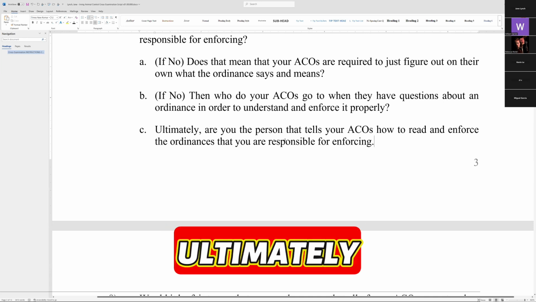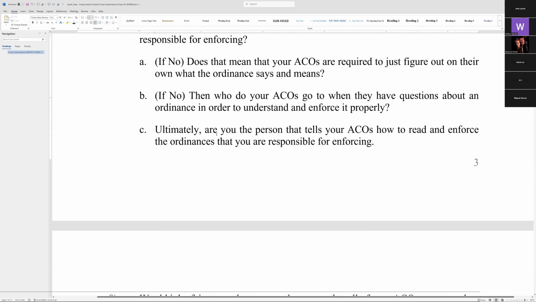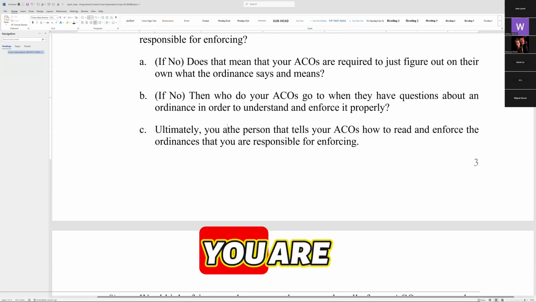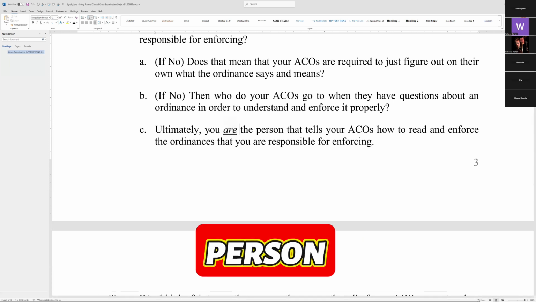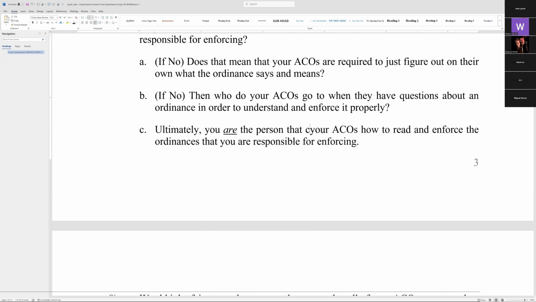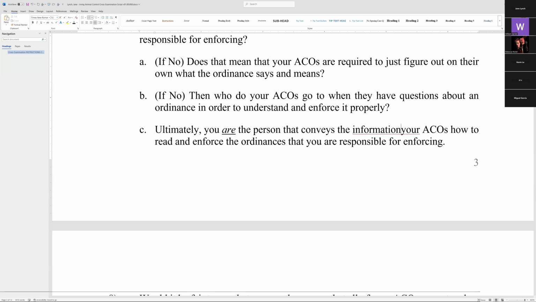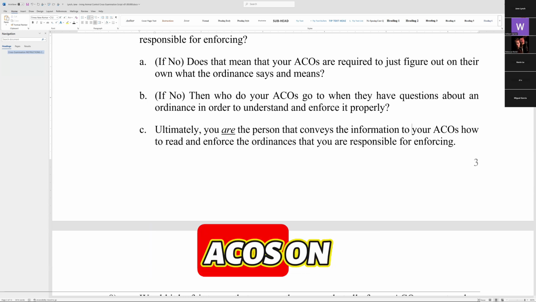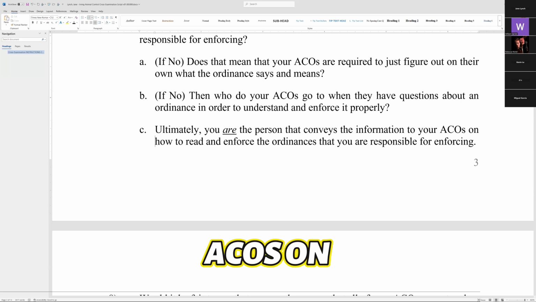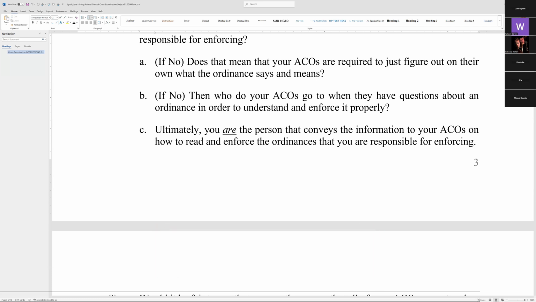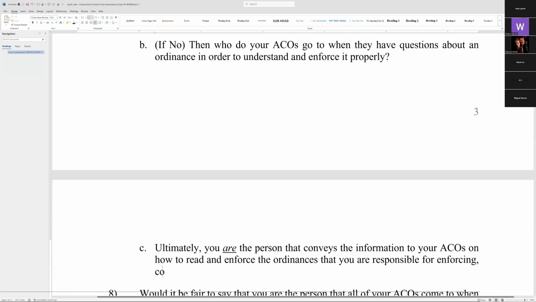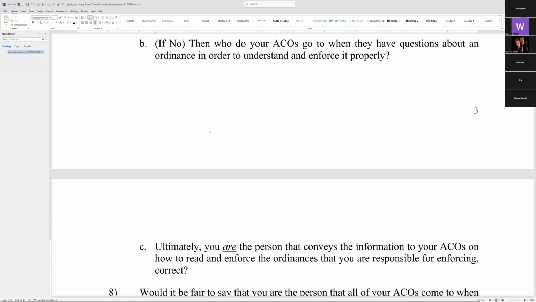All right. So ultimately, you are the person that conveys the information to your ACOs on how to read and enforce the ordinances that you're responsible for enforcing. Correct? Correct. All right.